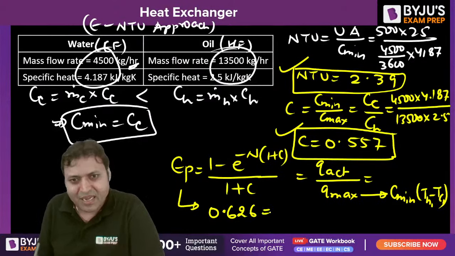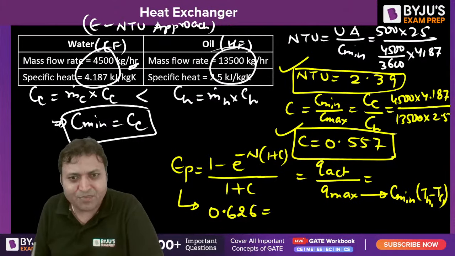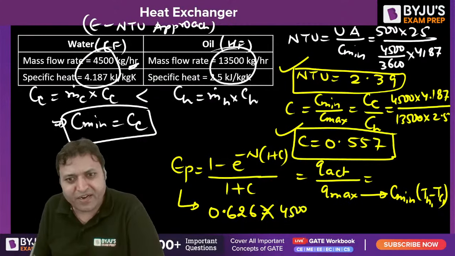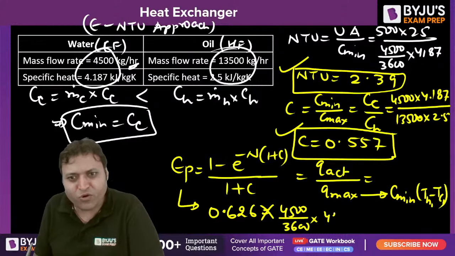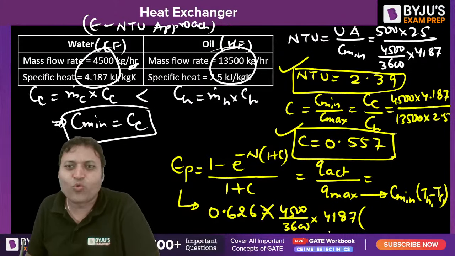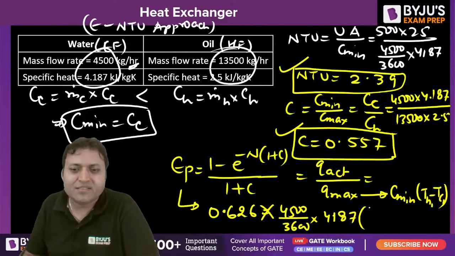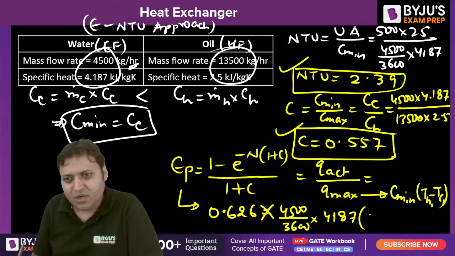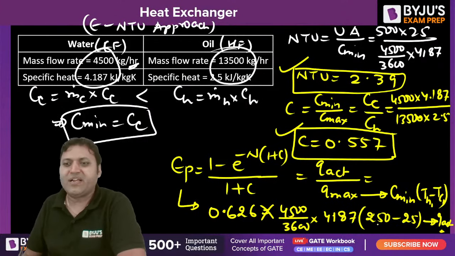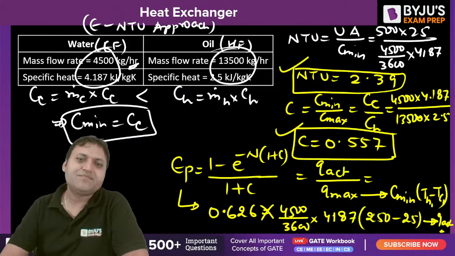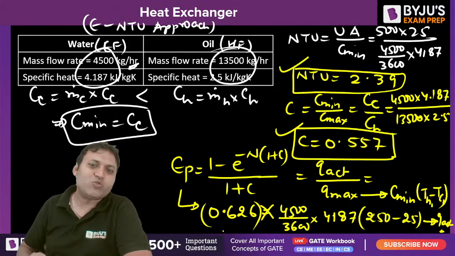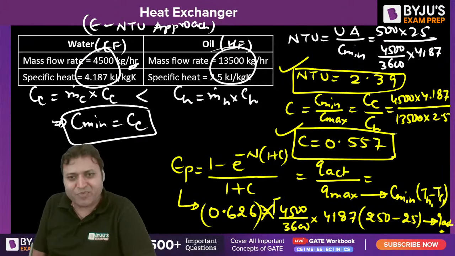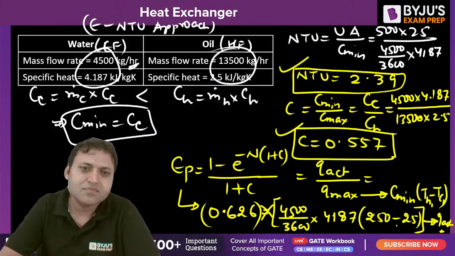Effectiveness will come out to be 0.626. That multiplied with Q maximum, that is C minimum, 4500 by 3600 into 4187 into TH1 minus TC1. What is TH1 minus TC1? 250 minus 25. That will give Q actual, the actual heat transfer rate. Please do let me know your answer. Effectiveness will come out to be 0.626 multiplied by Q maximum. Then you will get the answer.